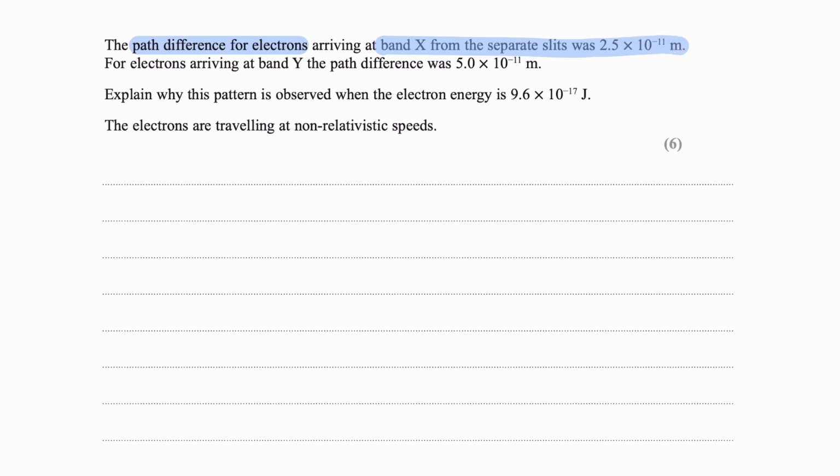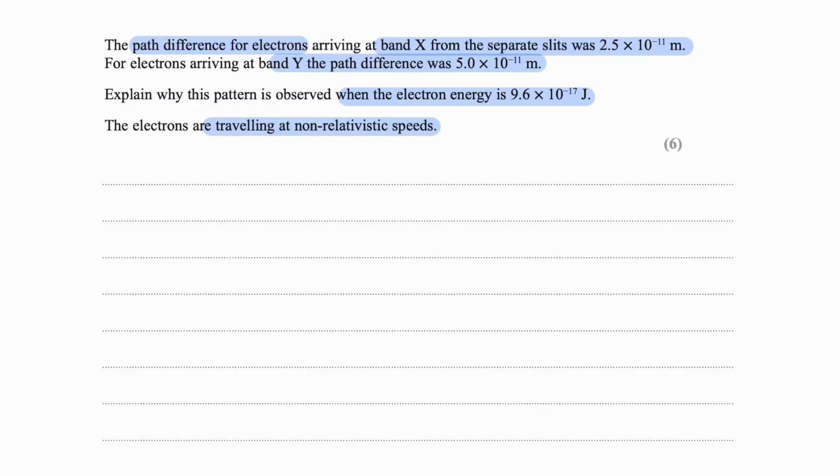And then the rest of the question says that the path difference for electrons arriving at band X from the separate slits was 2.5 times 10 to the minus 11, and for electrons arriving at band Y, the path difference was 5 times 10 to the minus 11. Explain why this pattern is observed when the electron energy is 9.6 times 10 to the minus 17. The electrons are traveling at non-relativistic speeds.